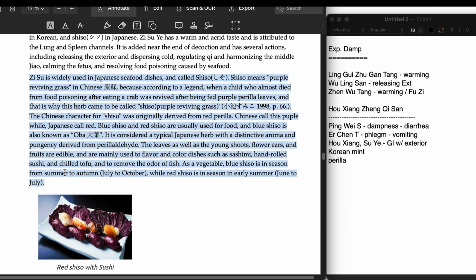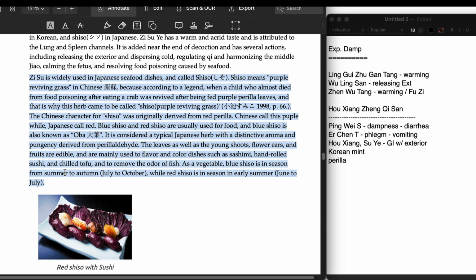Shiso means purple reviving grass in Chinese. Because according to a legend, a child who almost died from food poisoning after eating a crab was revived after being fed purple perilla leaves, and that is why this herb came to be called shiso, purple reviving grass. Koike Sumiko, 1998, page 66. The Chinese character for shiso was originally derived from red perilla. Chinese call this purple while Japanese call it red. Blue shiso and red shiso are usually used for food, and blue shiso is also known as oba.